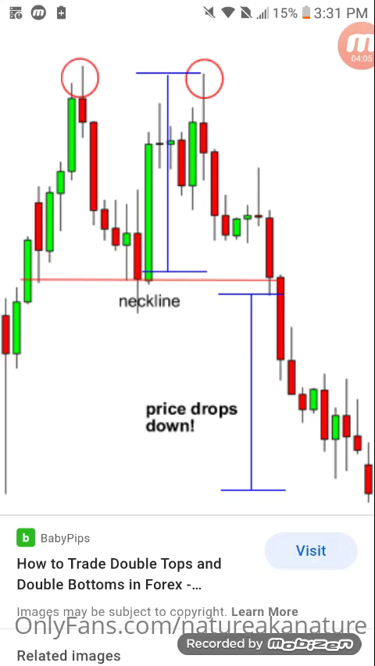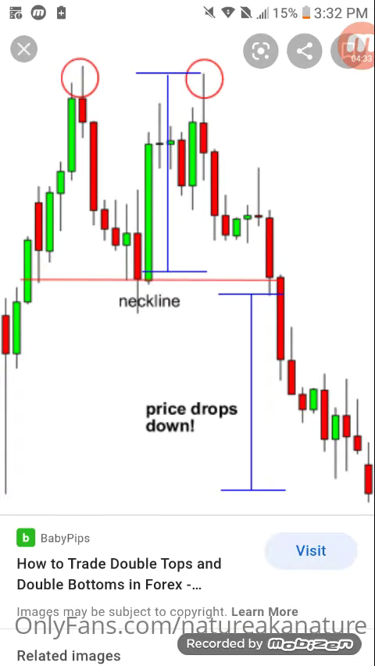A double top forms at the top of a strong resistance level. Price rejects off a strong resistance level twice, not once but twice, making a double top pattern. It's a clear bearish reversal pattern, a trend reversal pattern. Now you know that a downtrend is coming. So price finally drops down. This is the neckline.